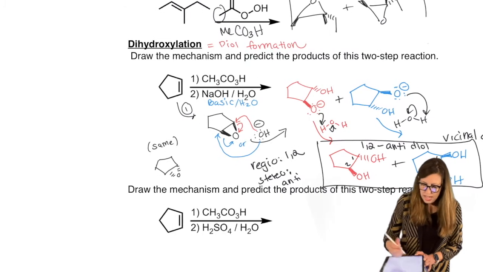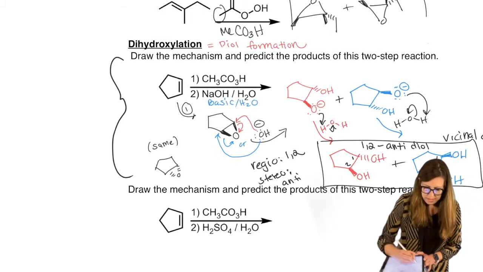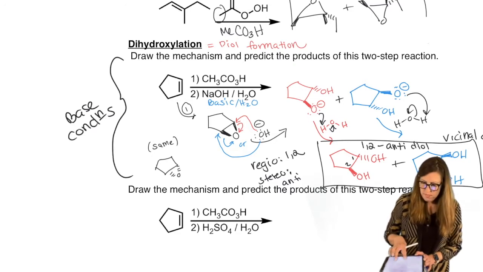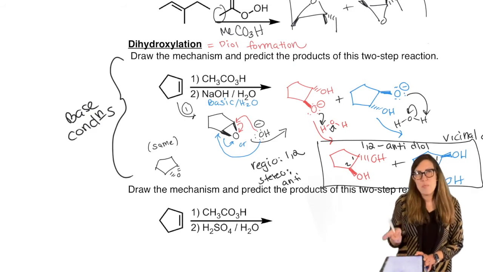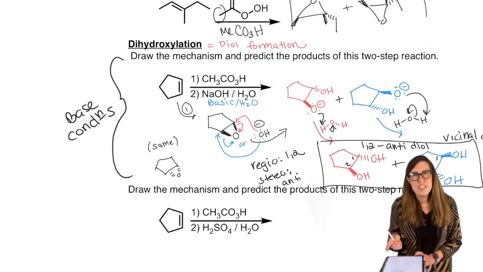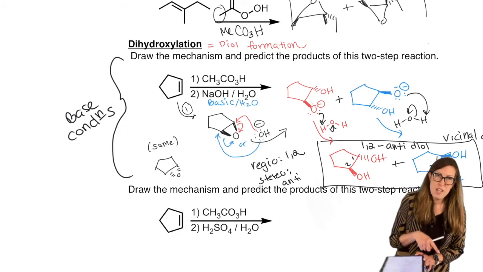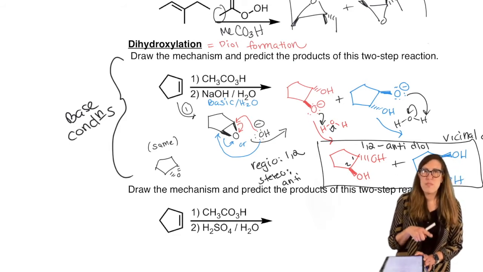And it could be done 2 ways. This is the mechanism for base conditions. If we present a base route, we will often give you an option for an acidic route. And that might feel like you're learning double, which you kind of are.